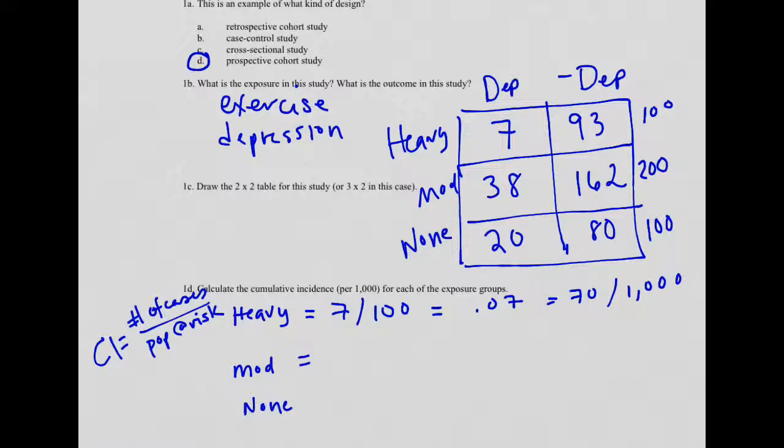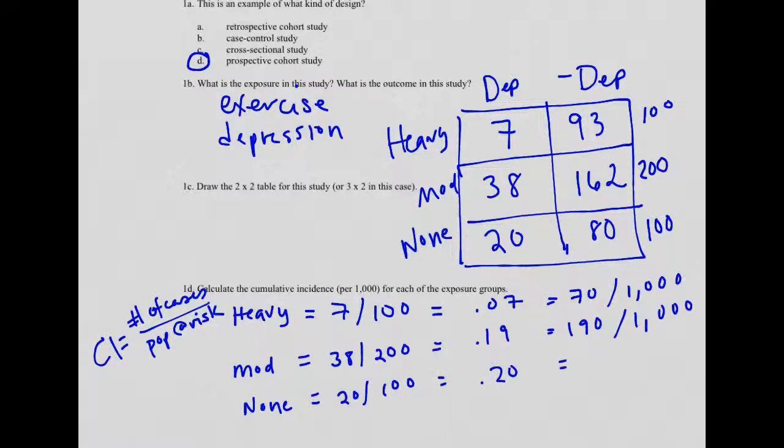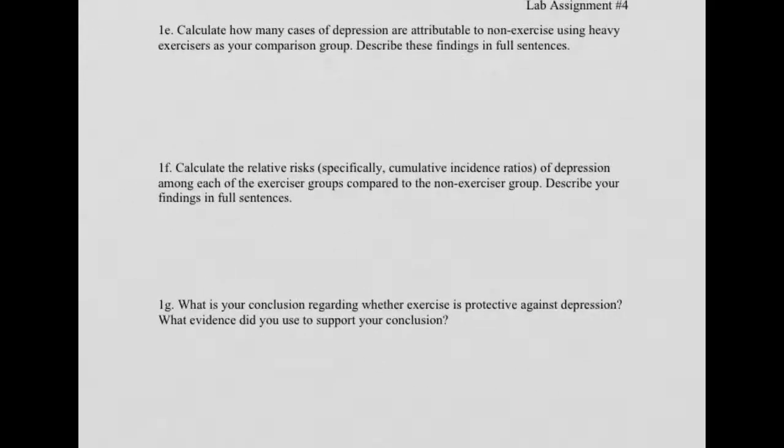In the moderate exercise group, 38 over 200, which equals 0.19, or 190 per 1,000 women. And in the no exercise group, 20 over 100, 0.20, which equals 200 per 1,000 women. All right, so there's our 3 calculations of cumulative incidence. Okay, so then we go on to the next question.